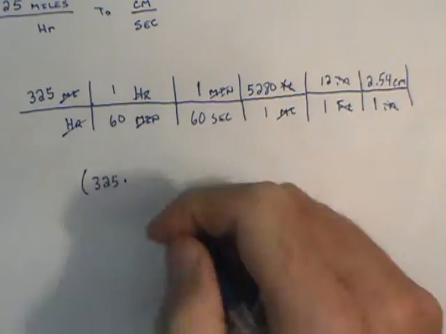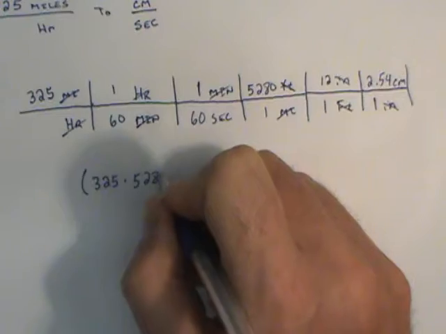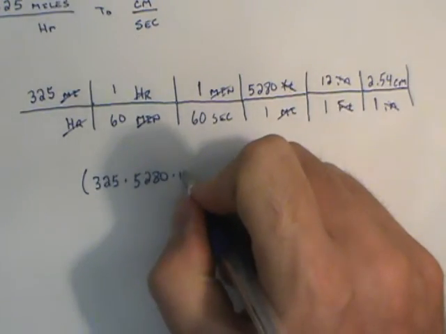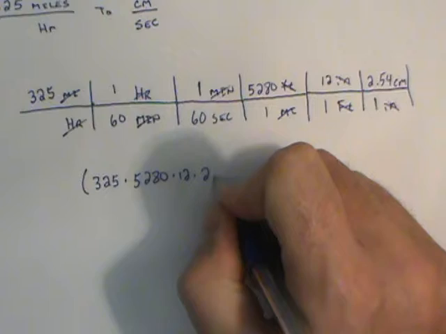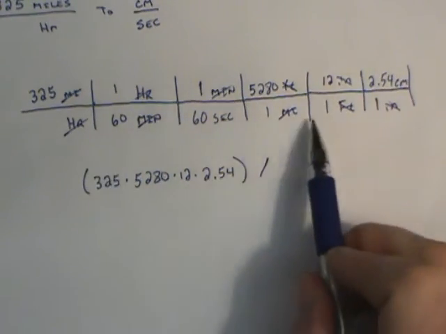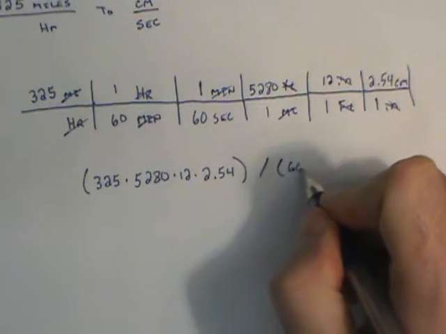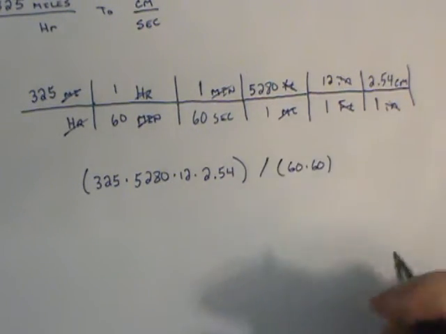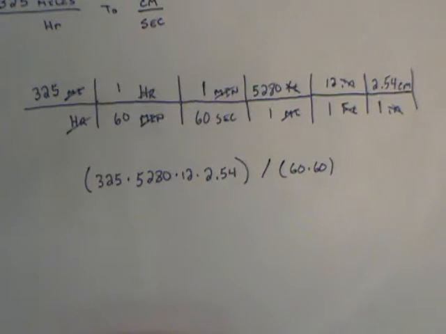325 times 5,280 times 12 times 2.54. And then I'm going to divide by every number that's not a 1 in the denominator. So it'd be 60 times 60. And so I'll just type that into my calculator here. Parenthesis to open it up, 325 times 5,280 times 12 times 2.54. Close the parenthesis, divide, open a parenthesis for my denominator, 60 times 60.